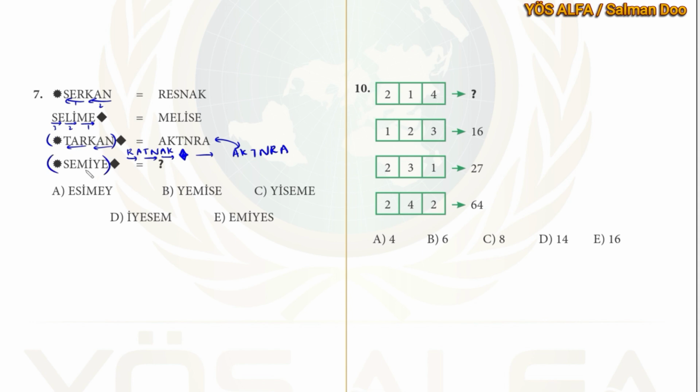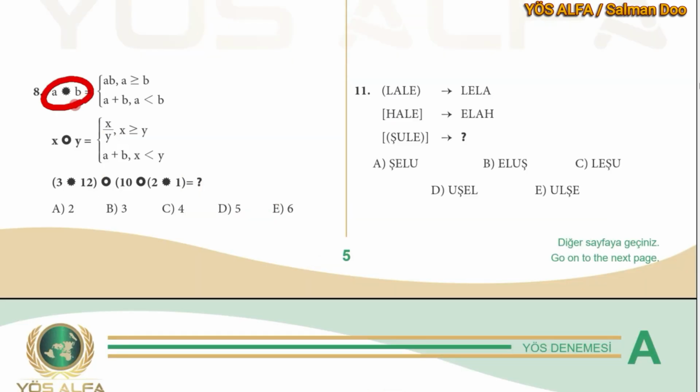For this one, we'll first start with the star, and there are 2 steps. The first step is MES, and the second step is EYI. And then we'll do the diamond operation for that. The diamond operation is 3 steps. Okay, 1, 2, 3. YISEME. So that's our answer. It's C.